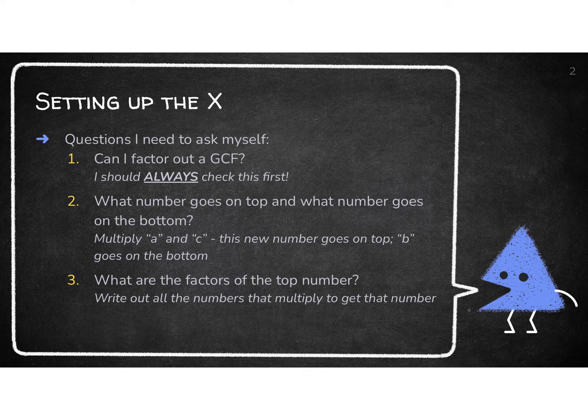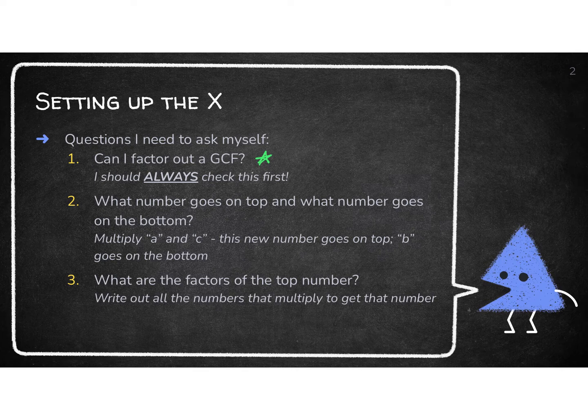Okay, first things first, you need to ask yourself, can you take a GCF out? That is always the first thing you should ask. We just learned how to do that in our last lesson, but this is going to be so important. If you forget to do that, then it's not going to be wrong, but it's not going to be simplified all the way down, so you're going to lose points on your quiz when you do it. So first things first, always ask yourself, can I factor out a GCF?